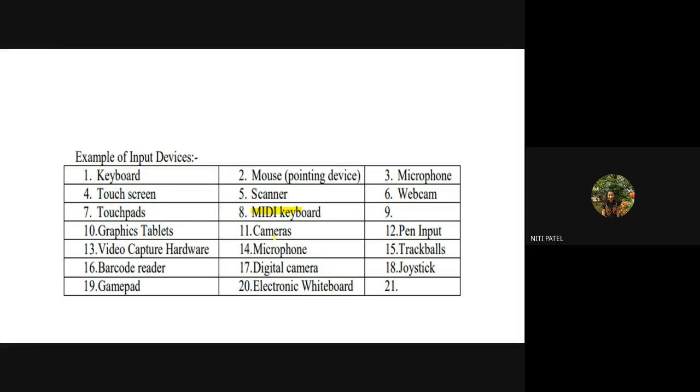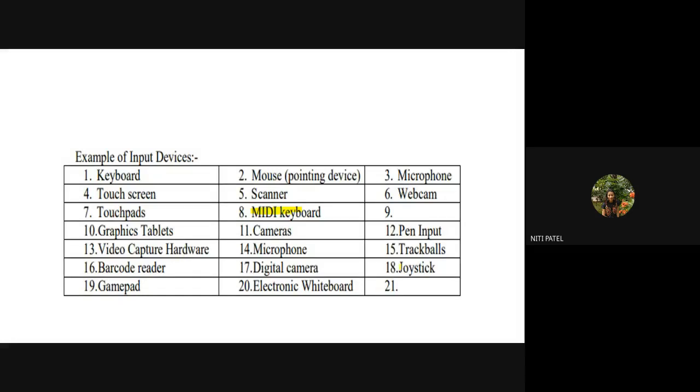Graphic tablets, cameras, pen inputs. Pen input is stylus. Many of you might have a phone which has a stylus. So if I want something not to be done by the touch, but I want to make use of that pen, that stylus is called as pen input. Then you have a video capture hardware, microphone, trackball, barcode reader, digital camera, joystick, gamepad, electronic whiteboard, and so on.